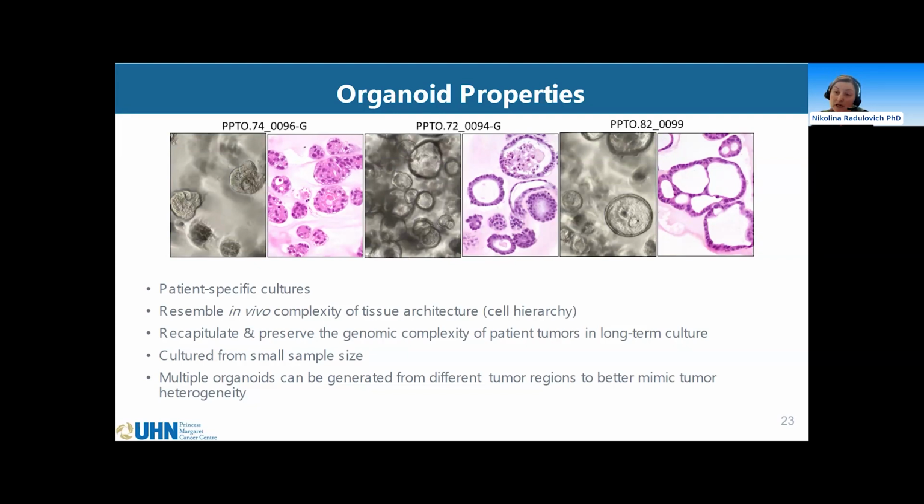And they can also be cultured from a very small sample size. So you can study heterogeneity of tumors. If you, for example, make organoids from different parts of the tumors, that is definitely feasible.